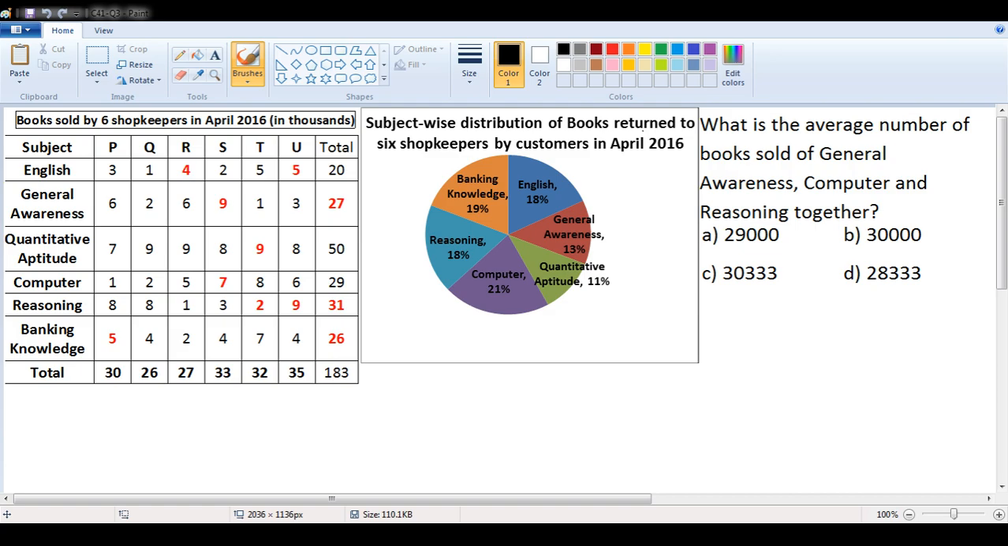Yes, Mauli Raj is right. 2 by 9 is 22.22. But anyway, that is less than 27, sir.